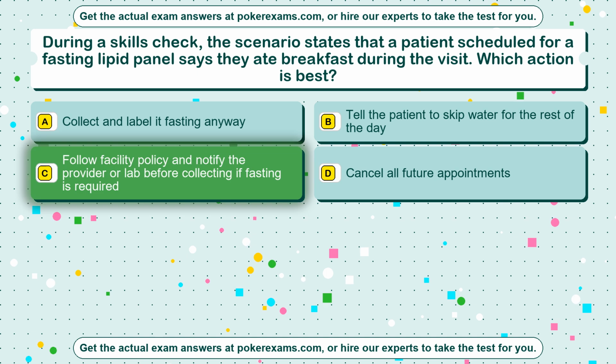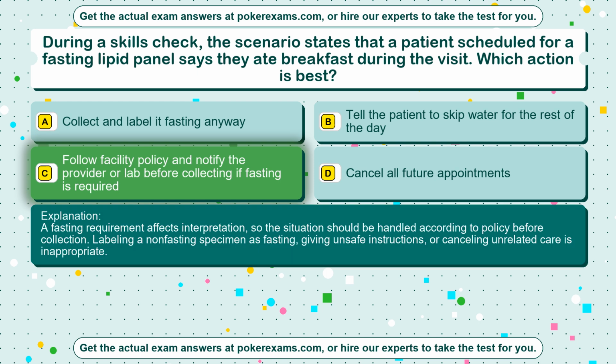The correct answer is option C, follow facility policy and notify the provider or lab before collecting if fasting is required. A fasting requirement affects interpretation, so the situation should be handled according to policy before collection. Labeling a non-fasting specimen as fasting, giving unsafe instructions, or canceling unrelated care is inappropriate.